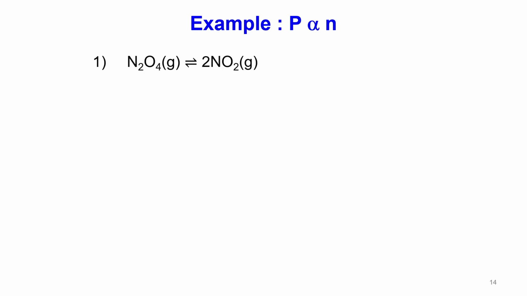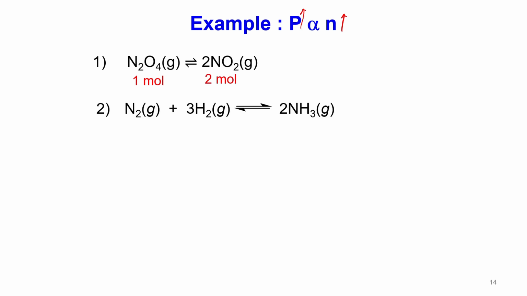So pressure is directly proportional to n. Okay, bila P increase, number of mole also increase. Okay, so di sini kita tengok at the left hand side kita ada 1 mole of N2O4, and at the right hand side we have 2 mole of NO2 gas. So left we have 1 mole, right we have 2 moles. So for this equation, left we have 1 plus 3, which is 4 mole. Okay, and then right kita ada 2 mole.